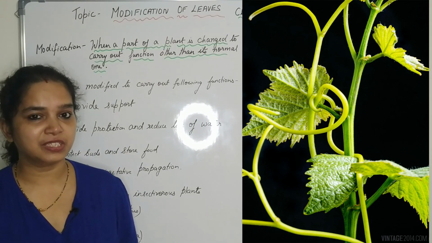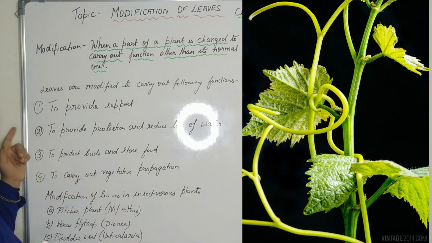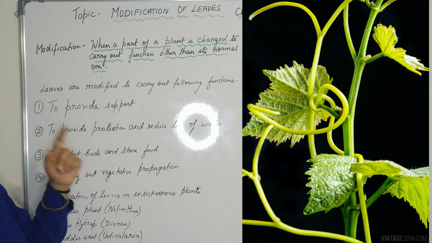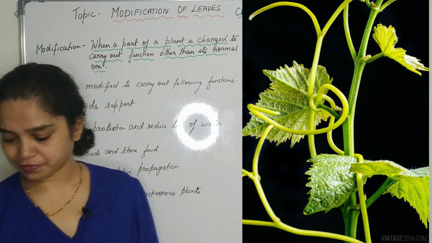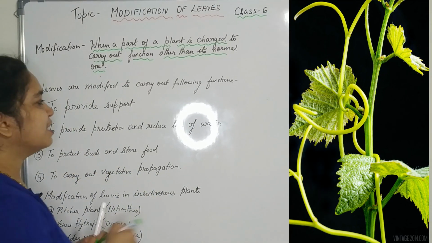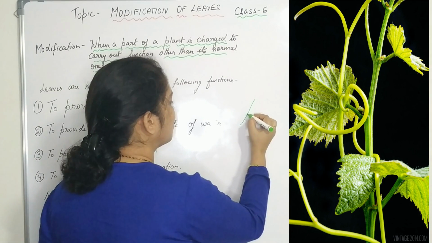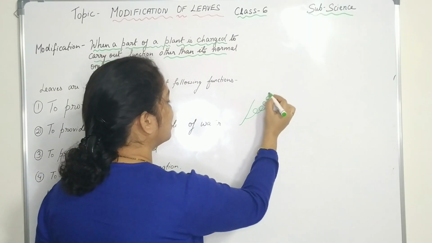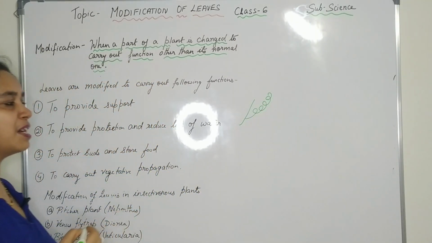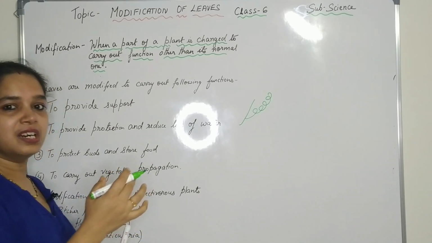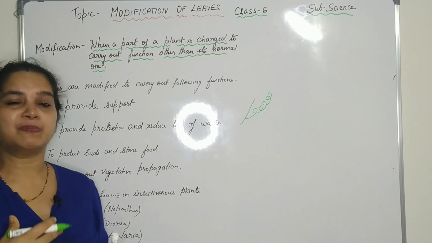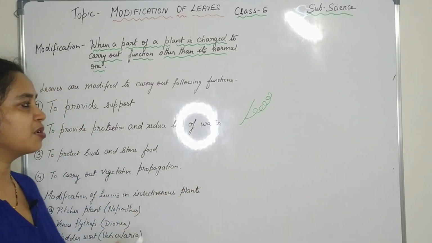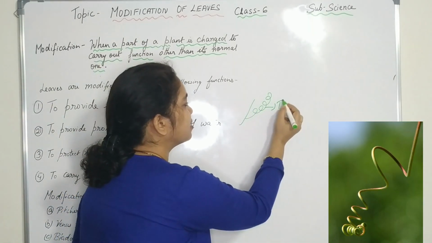So what is the first function? The leaves are modified to carry out the following functions, and the first function is to provide support. How does it provide support? You might have seen the leaves modified into spiral structures, very thin spiral structures, and they wrap around the support and hence help the plant to climb. So these are called tendrils.